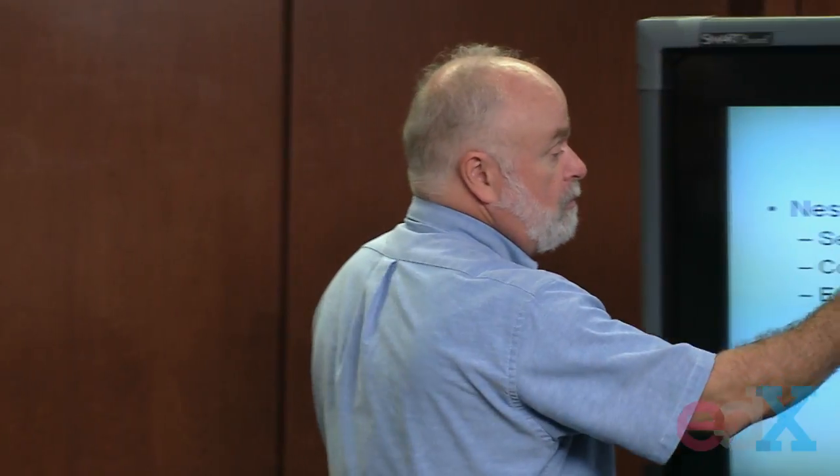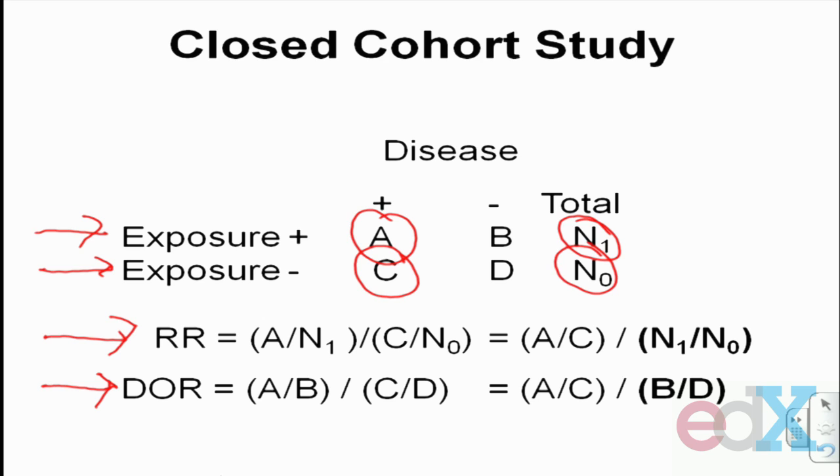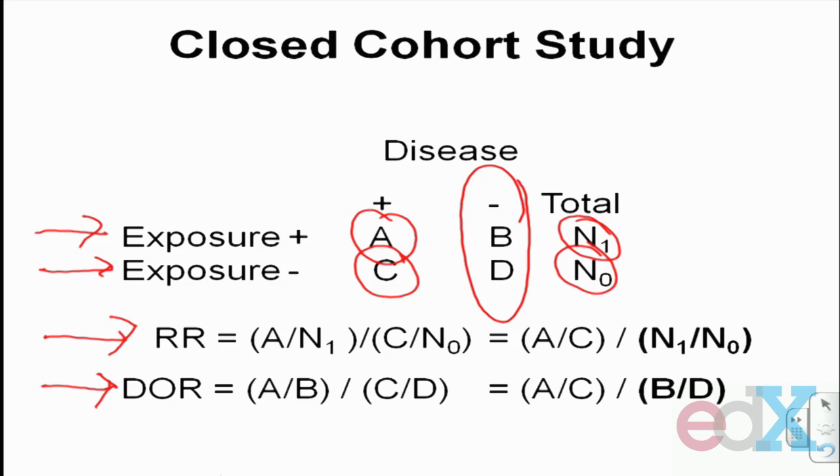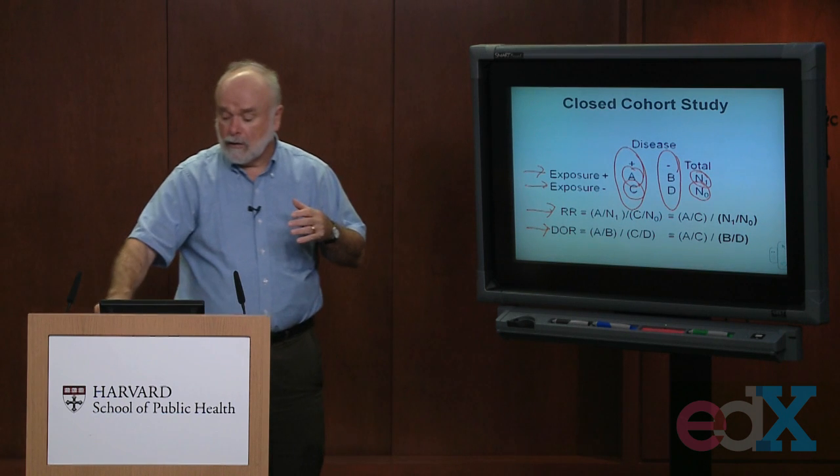You're selecting your controls from the group of people who made it through the follow-up period and did not develop the disease. So if I go back to that 2x2 table, this column, capital B plus capital D, is the potential source for your controls. Those are the people who did not develop the disease in your original closed cohort study. You're going to enroll a sample of those people. You're also going to enroll all the cases. And you're going to ask all your cases and the sample, your controls, of the non-cases from your original closed cohort about their previous exposures. And the previous exposure might be some factor that was not collected as part of the original closed cohort study.